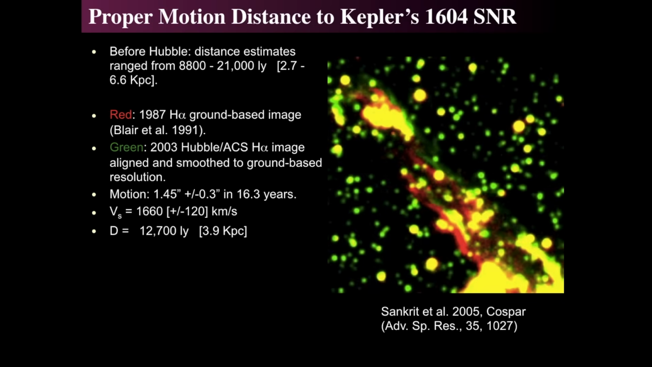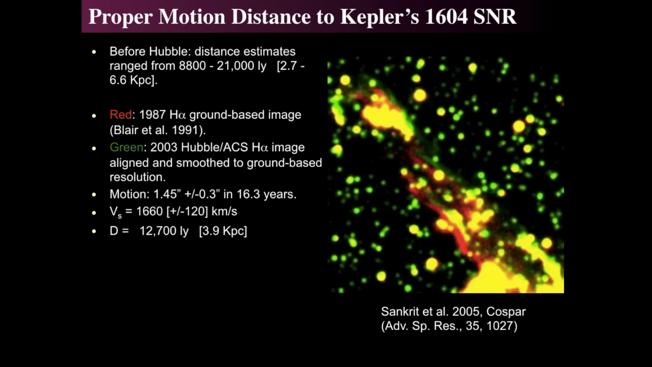And here's how the distance is found. We take two consecutive images, spaced almost 20 years apart, and you can see that the actual shock wave has changed with time. So the green is from 2003 and the red is from 1987. That 1987 image was a ground-based image, compared against the Hubble 2003 image, and it showed a proper motion of about 1.5 arc seconds in about 16 years.